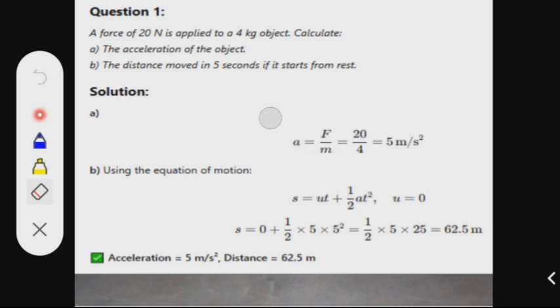That when they say something is at rest, initial velocity would always be equal to 0. When you start here and an object is at rest, U is equal to 0. I said it in our last class.